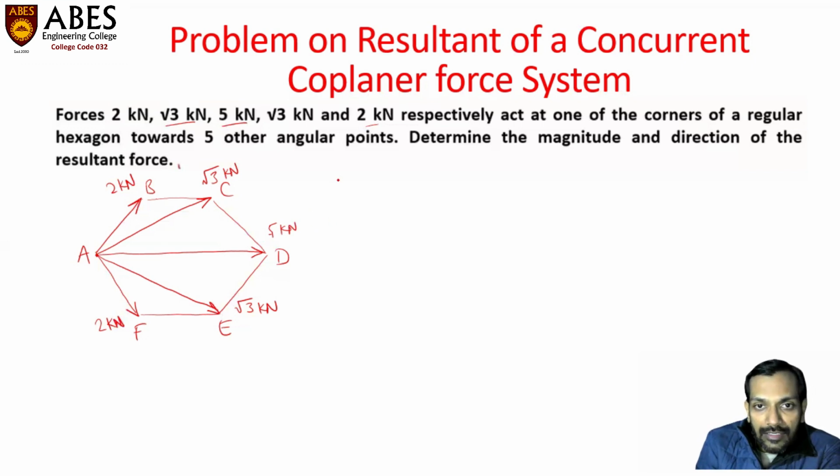So let's start with the summation of forces along the x-axis. But prior to that, we need to define each and every angle of these forces. Now, because this is a regular hexagon, we know that the major diagonal bisects the total angle. This complete angle is 120 degrees. Therefore, this half angle will be 60 degrees.